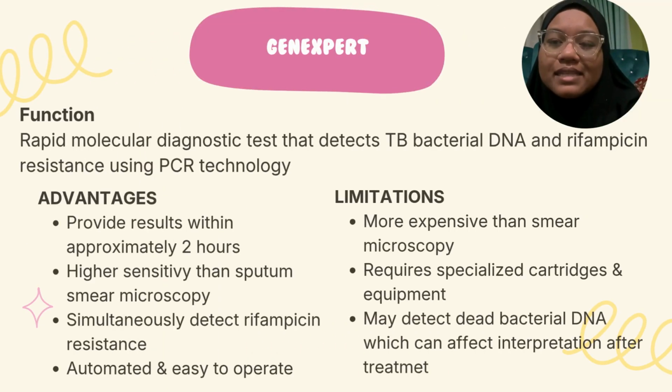The next test is GeneXpert. This is a rapid molecular test that detects tuberculosis DNA and rifampicin resistance using PCR technology. It is used because it can provide fast and accurate results, usually within about 2 hours. It has an advantage, which is that it can detect drug resistance at the same time. However, the limitation is that the test is more expensive and requires special equipment and cartridges.